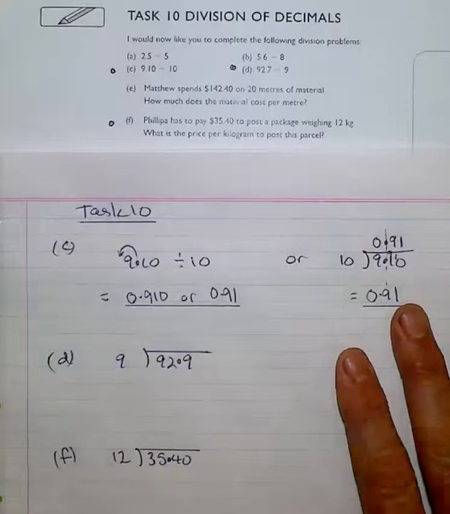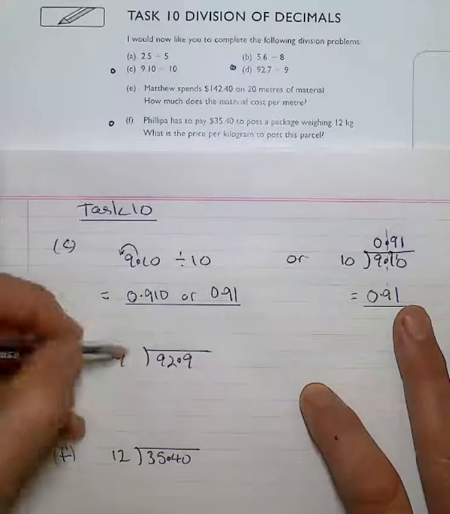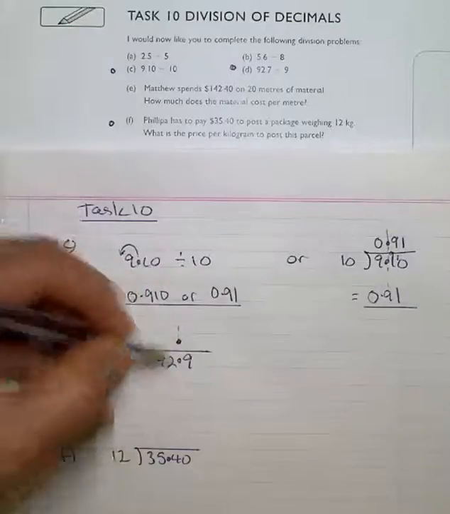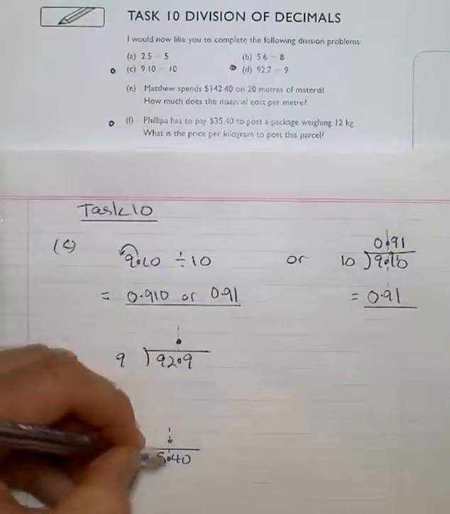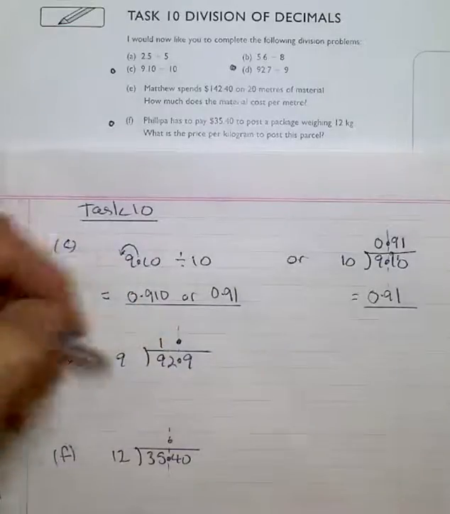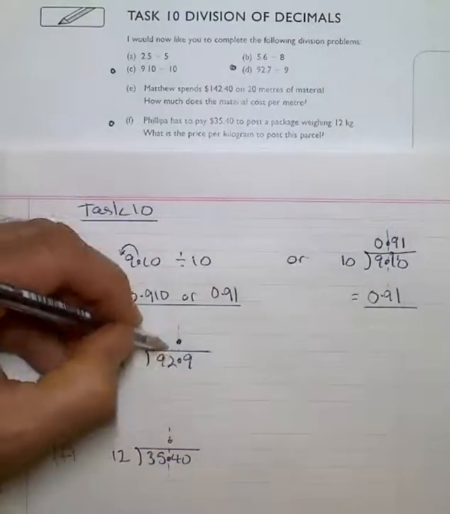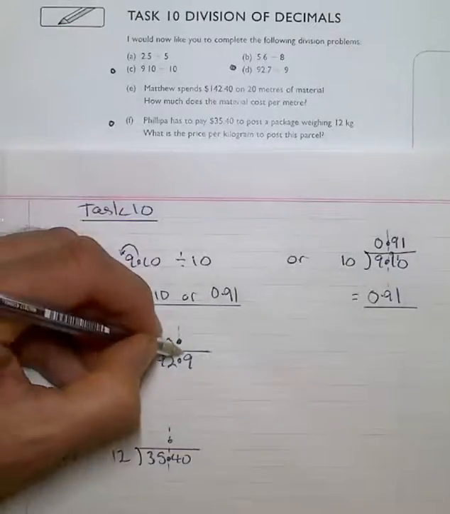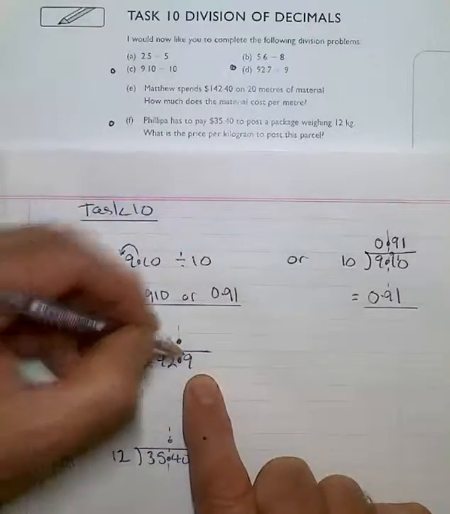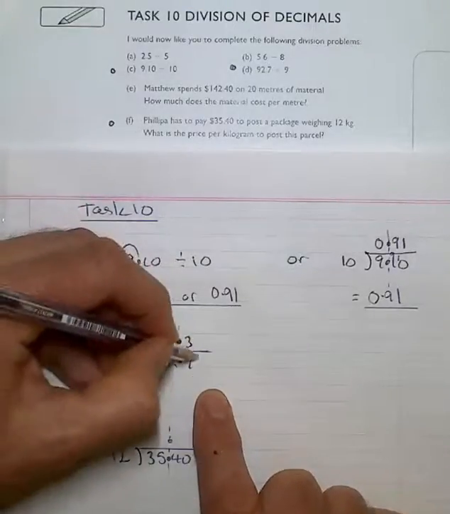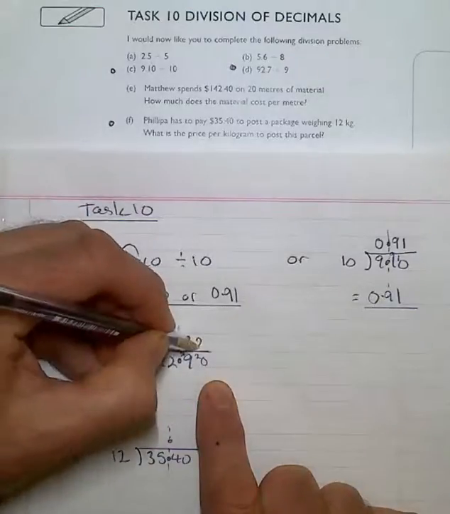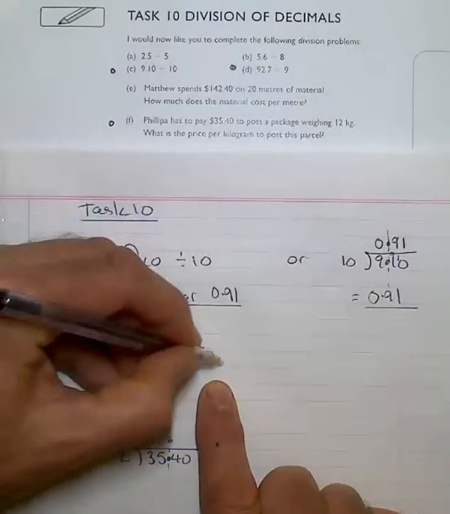Now in D, I line this up, so I've got my 9 dividing into 92.9. I'll line up a decimal point placer for those two questions. Now 9s into 9 go once, no remainder. 9s into 2 won't go, so I put a 0 there and move the 2 to the next point. Now 9s into 29 go 3 times with 2 over. 9s into 20 go 2 with 2 over.